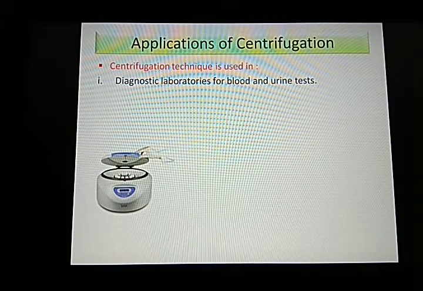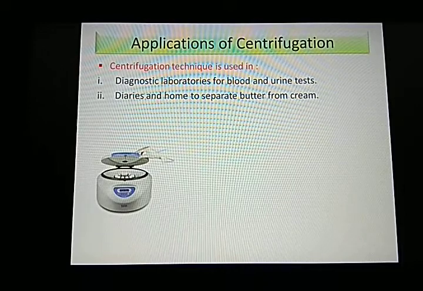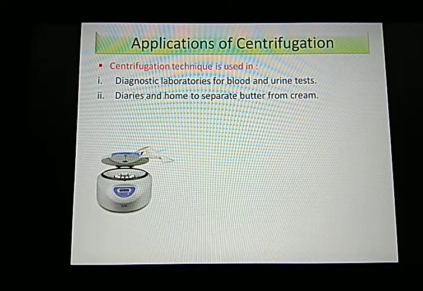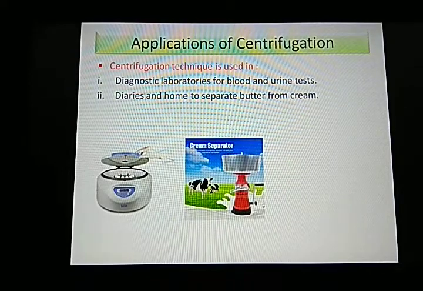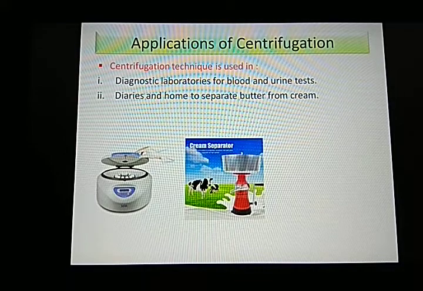Next, they are used in dairies and homes to separate butter from cream. They are used in dairy farms, or even in homes we can use it. For example, this machine, which I have already shown in the previous slide. We can separate out cream from the milk, and again from the cream, if we spin the cream rapidly, we can get butter from it. So you can relate the process now. First of all, we get cream from the milk, then we get butter from the cream. Clear? So butter is the final output product.